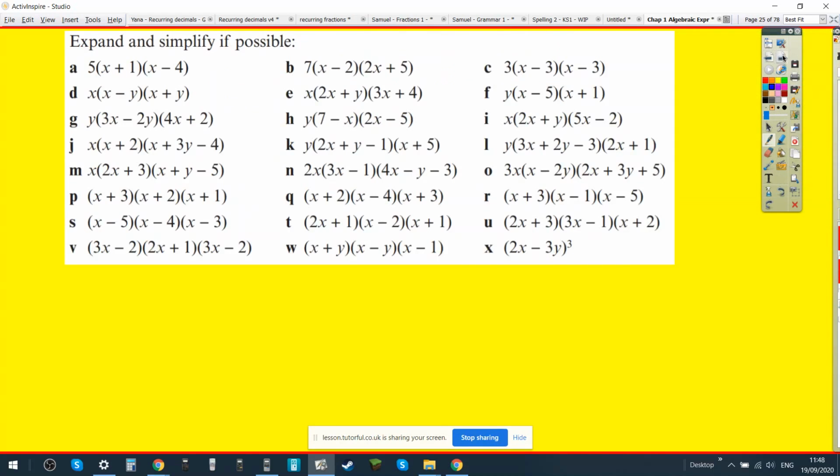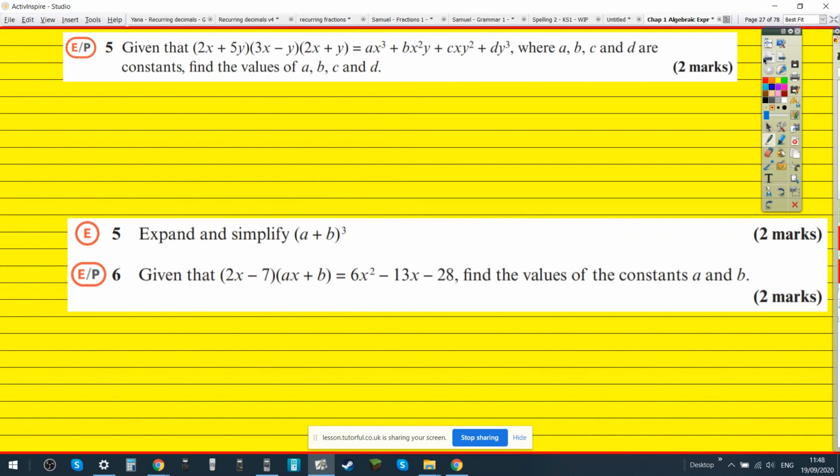So let's now go to these exam questions. Let's try this top one. How would you start it? First, do the last two brackets, right? So you try those and let's see how you do.